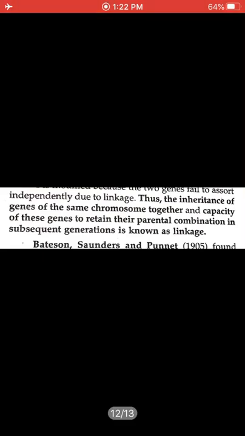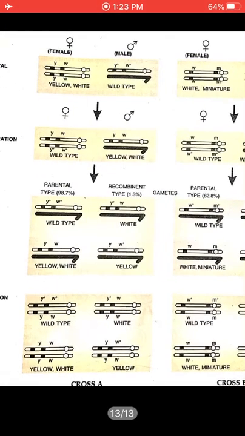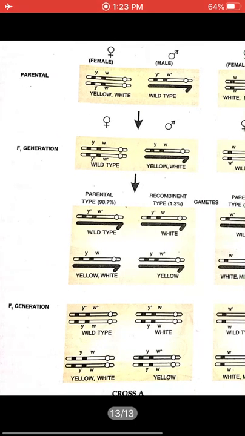This study was done by Bateson, Saunders and Punnett in 1905, and it can be well understood by this figure. This figure can come in the exam. In this, the parents are given as female and male, yellow and white. Do study the structure, as there can be a bit of confusion. The yellow-white female has Y and W initials, but the male, as it is heterogametic, has Y dash and W dash and a black strand.